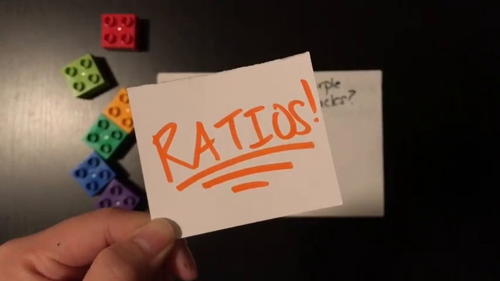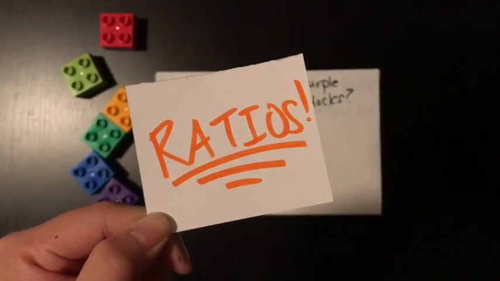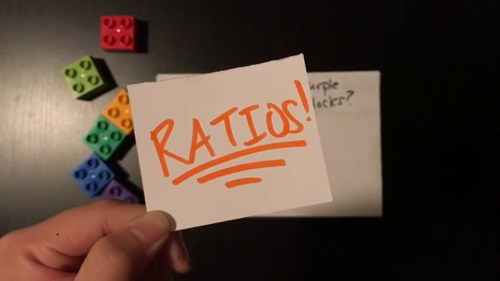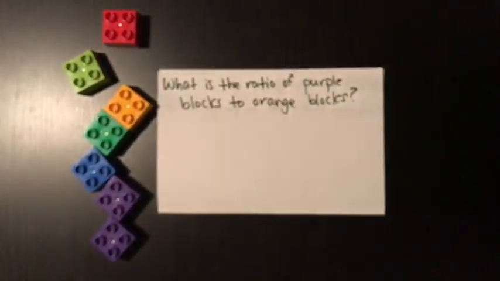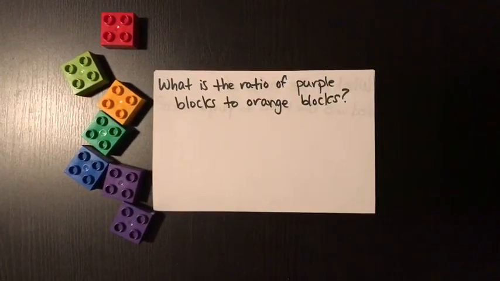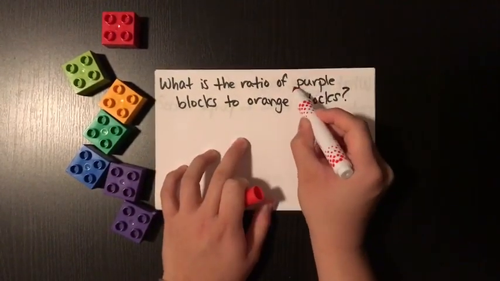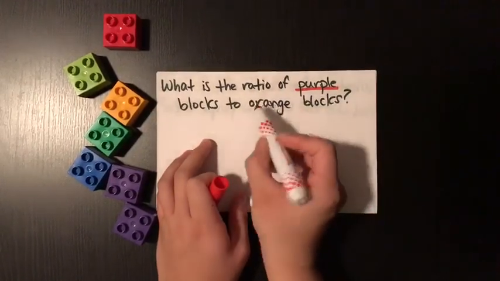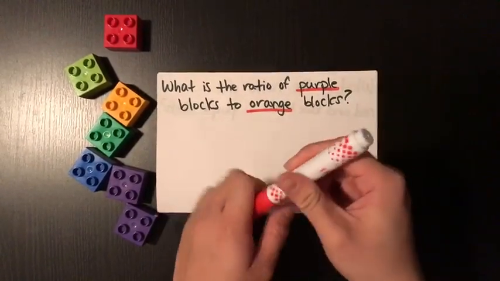Guys, today we are reviewing ratios. So remember, a ratio is a comparison between two quantities. What is the ratio of purple blocks to orange blocks? Our first quantity is purple blocks and our second quantity is orange blocks. The order is super important.